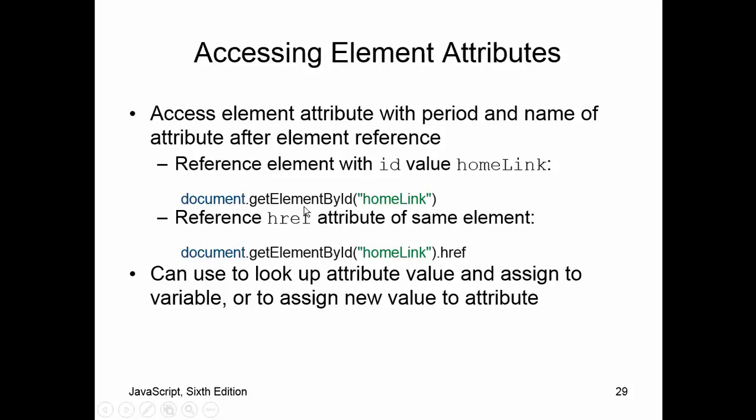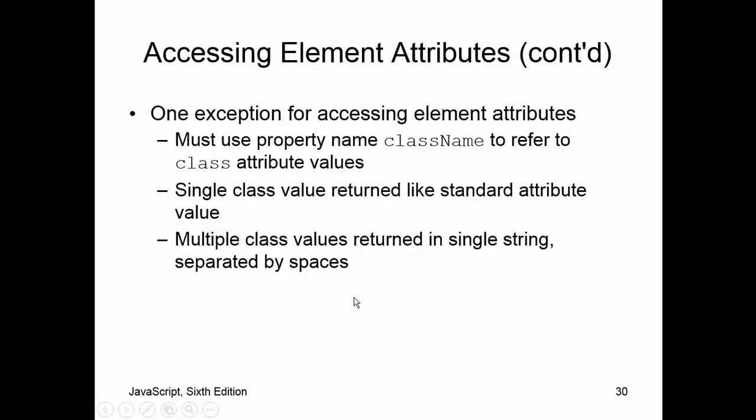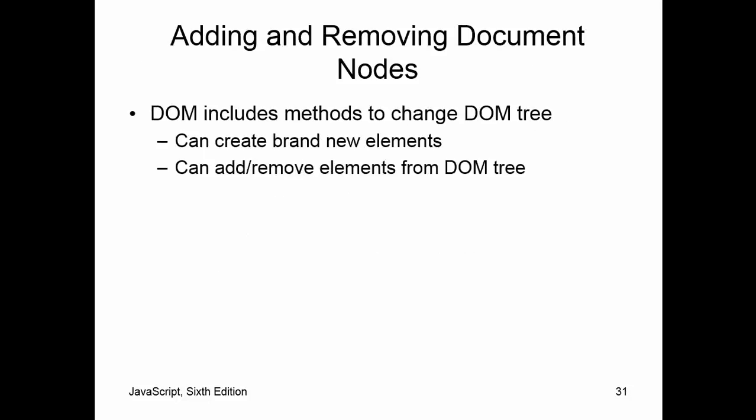Remember, when you say get element by ID, you're not changing it. You're getting it, so you're grabbing something that exists. All right? One exception for accessing element attributes: you must use the property name className to refer to class attribute values. Notice a single class will return a single value, and multiple classes will be returned in a space-separated string. So everything that's on or in the DOM, everything, is known as a node.